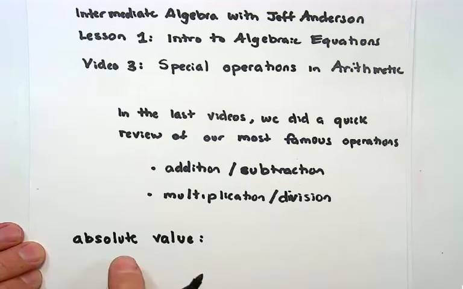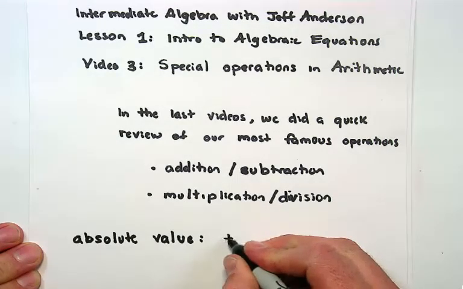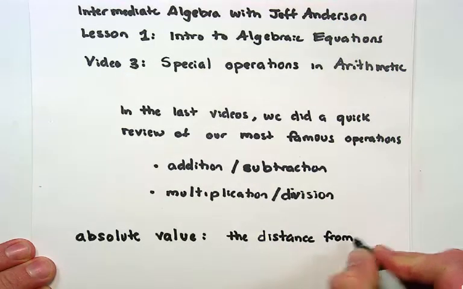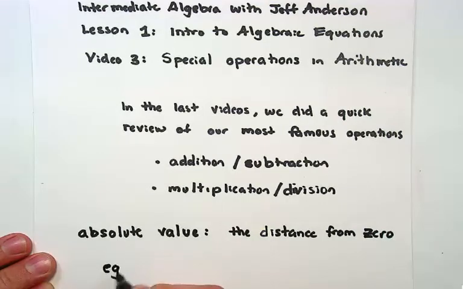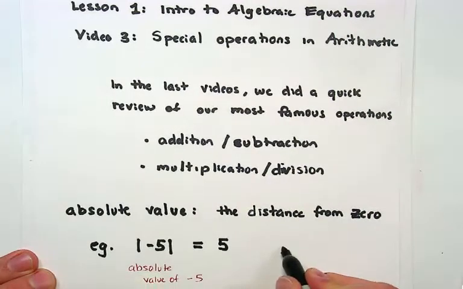When we look at absolute values, we're going to think about this as measuring the distance from zero of a number. So in an example of this, if I say the absolute value of -5, this is going to be equal to 5.